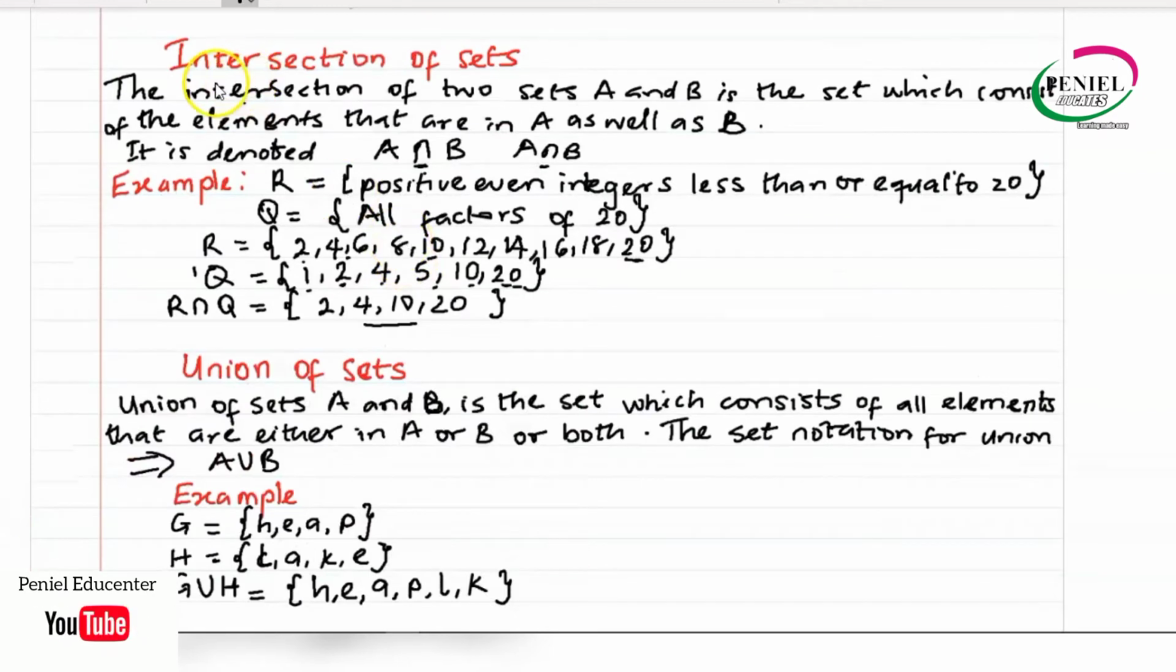All right, so let's look at intersection of sets. The intersection of two sets A and B is a set which contains all the elements that are in A as well as the elements that are in B. We denote it with this particular sign, an intersect sign. So A intersect B is written like this. All right, so now let's take an example.